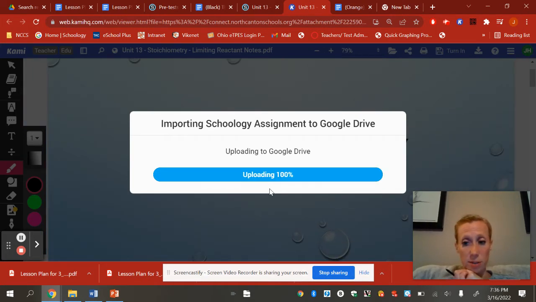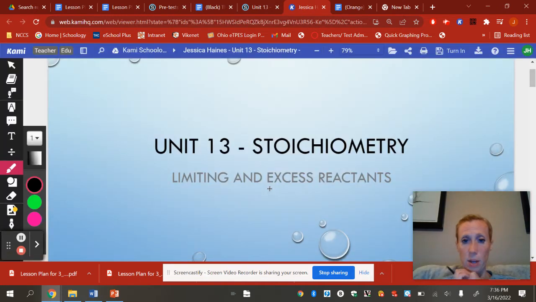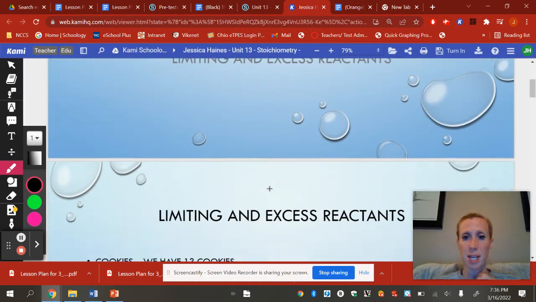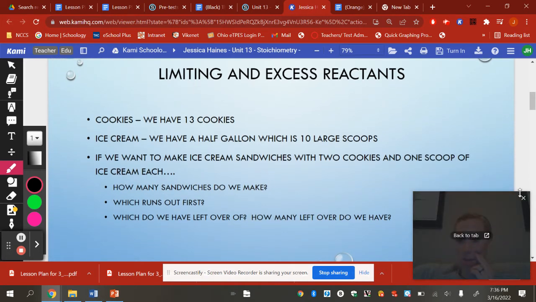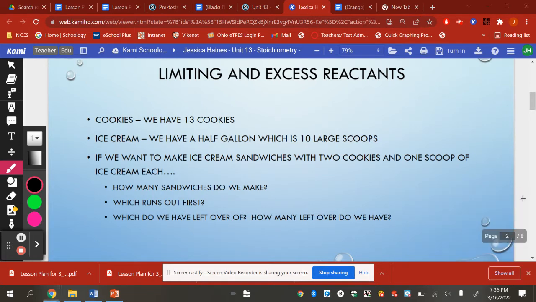This area of my house does not get internet very well. Okay, so limiting and excess reactants. So this is an example. I'm actually going to get rid of myself because we're going to take up the whole space.